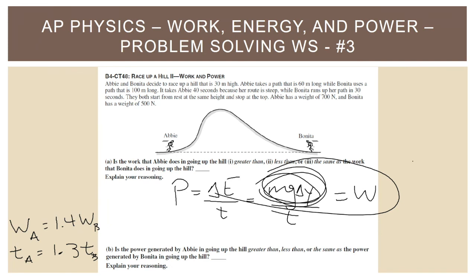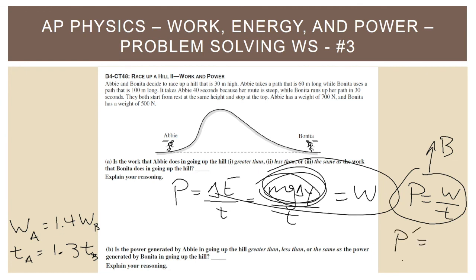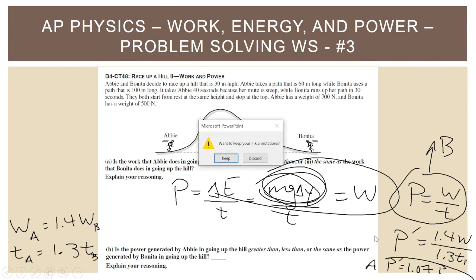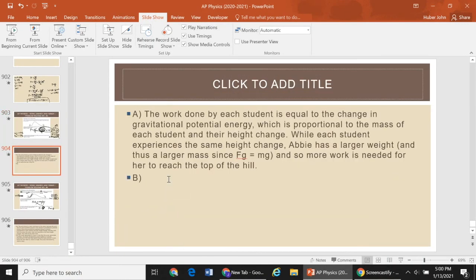And so if you thought about putting this into the power equation, work over time, thinking about this being the equation for Bonita, and then plugging in sort of like in a 1-1-1 rule style for Abby, you would put a 1.4 in the numerator and a 1.3 for the time in the denominator, and that would end up giving you a power that is 1.07 times larger for Abby. And so there are a lot of ways that we can explain this here, but the most coherent explanation would probably look a little something like this.